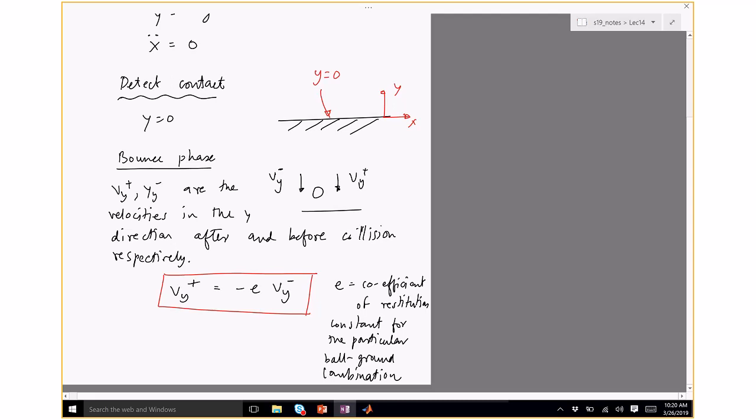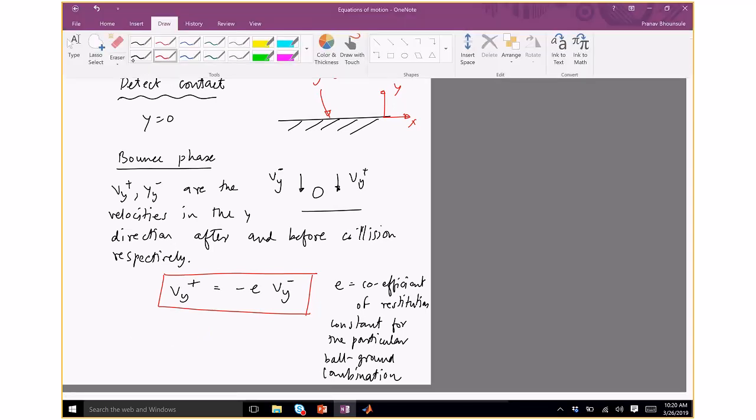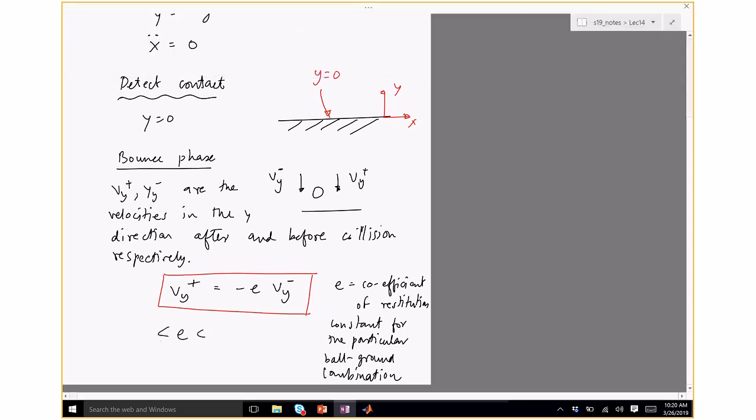e is always less than one, right? It has to be. What do you think? This is a plastic collision. This is the elastic collision. Yeah, so e has to be between 0 and 1.